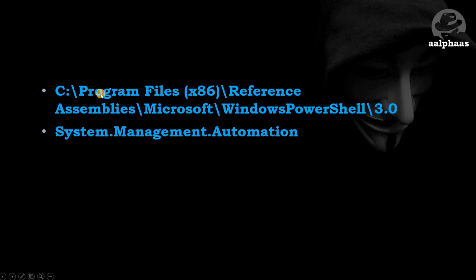Till then, this is the path for the automation management DLL. So just copy it and give it in your current path where you are building your Regasm pointing DLLs.